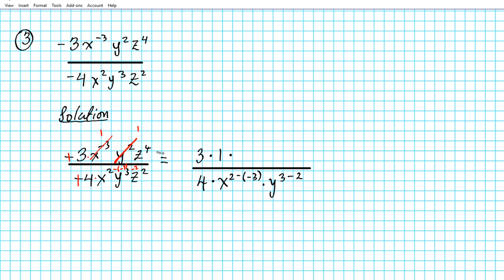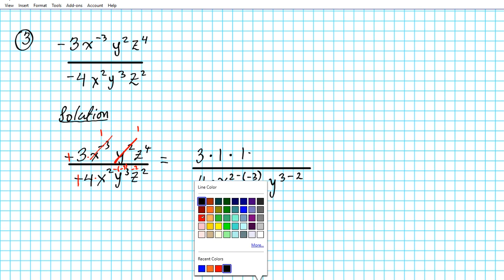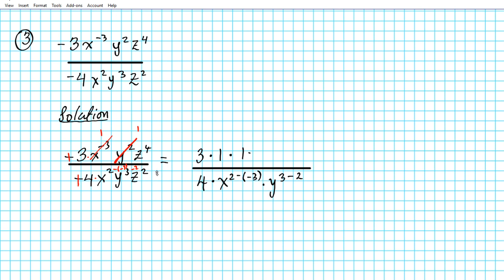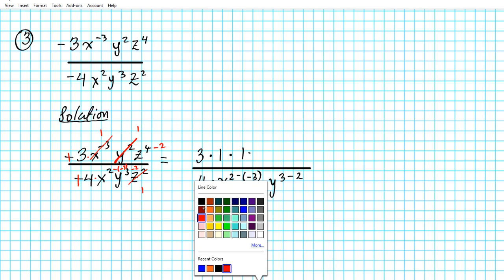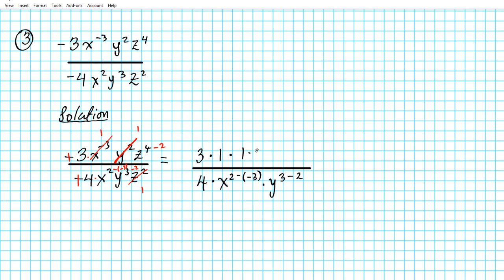For the z's, we have z to the fourth in the numerator, which is bigger than z squared in the denominator. So what are we going to do? We're going to cancel out the smaller, or divide it out, and subtract its power from the bigger. So z squared goes into z squared once, and then we subtract that power from the bigger one in the numerator. Okay, so that becomes 3 times 1 times 1 times z to the 4 minus 2.